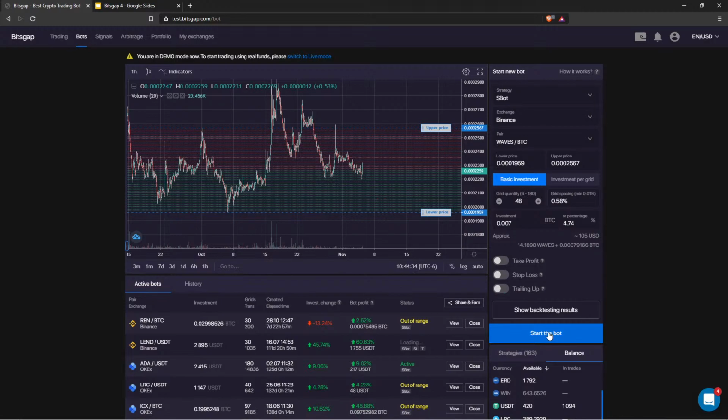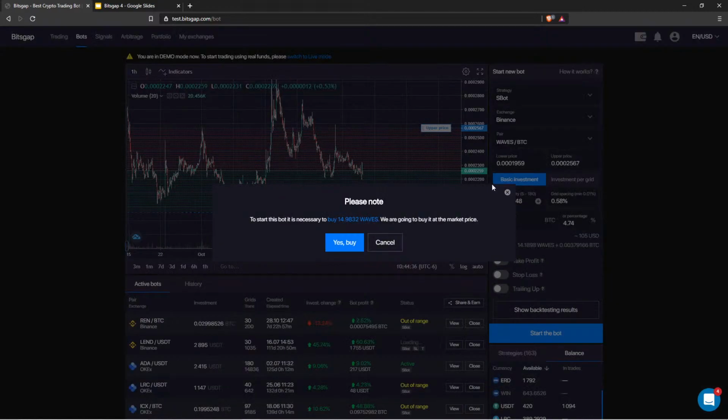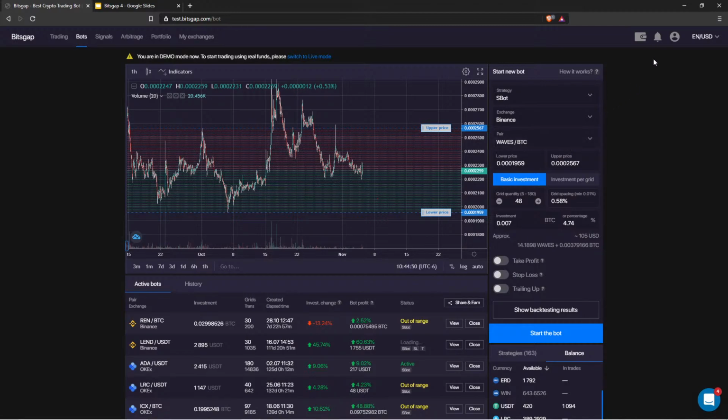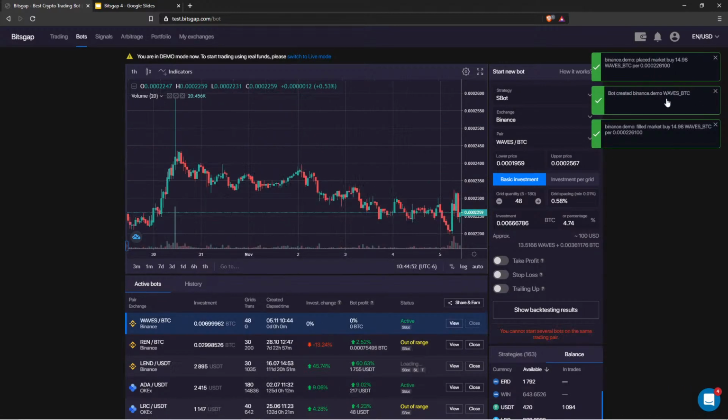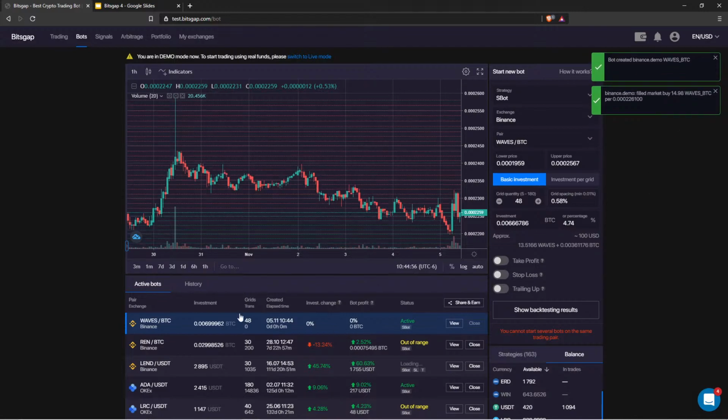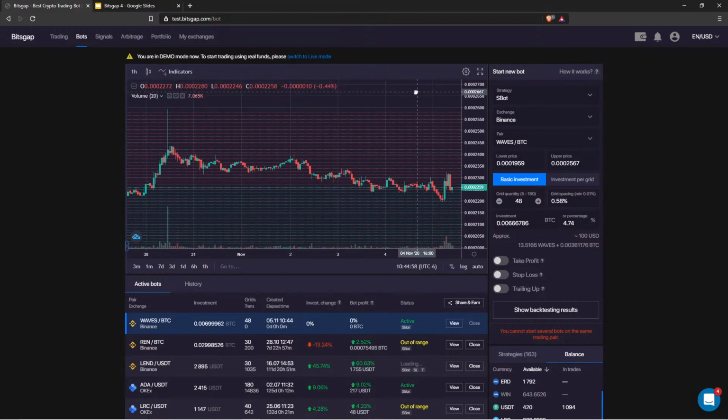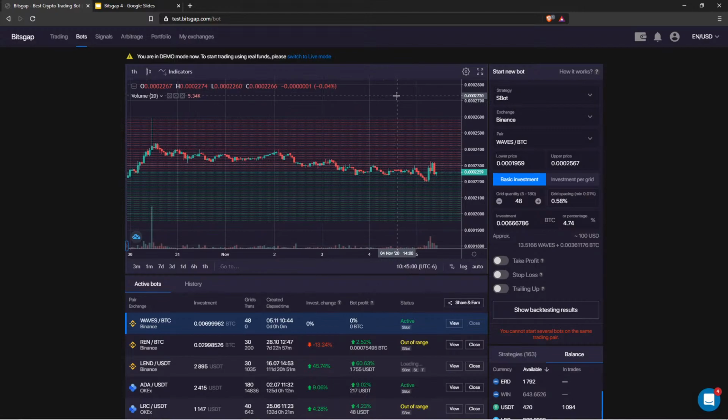Let's now start the bot, and notice that it can be that I don't have waves on my balance at the time of initiation. So the system will recommend me to buy it with a market buy order. So let's stick to it, and you will find a notification on the right side that it has successfully filled the market buy order. And now our trading strategy, like the bot, is active.